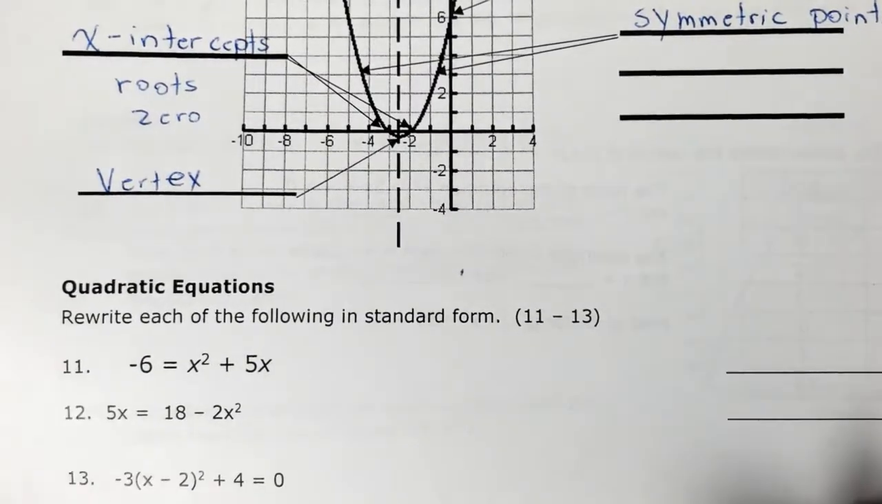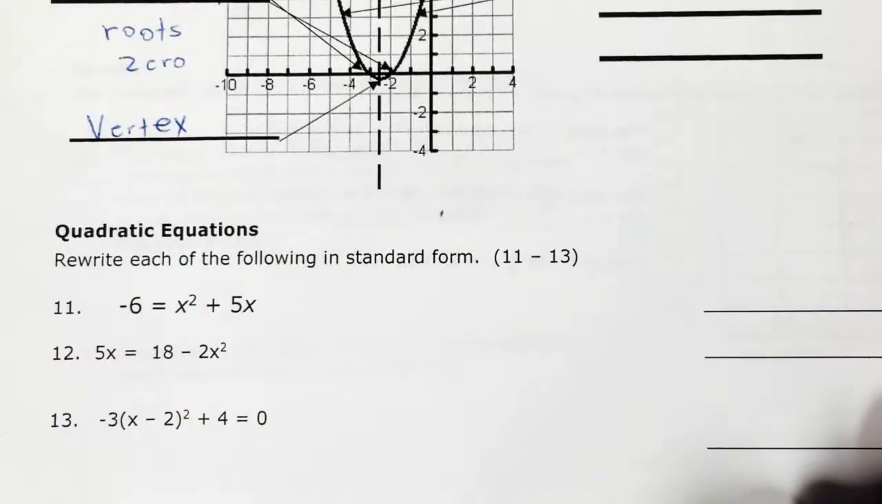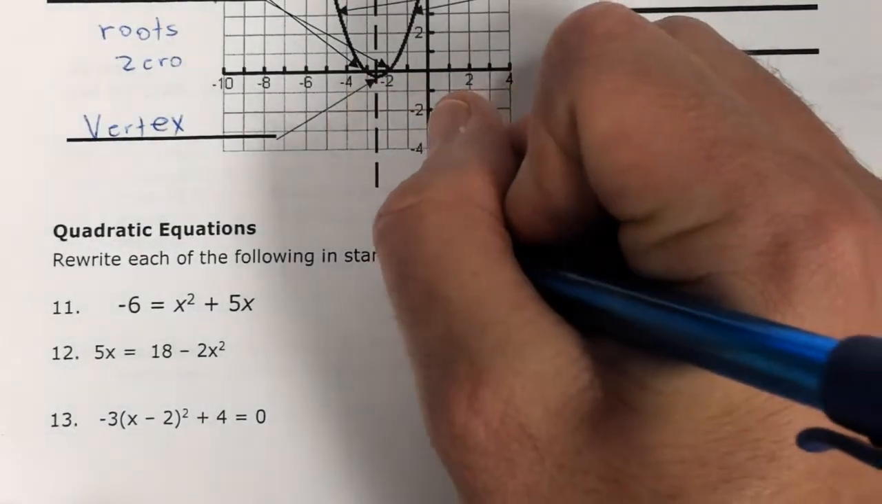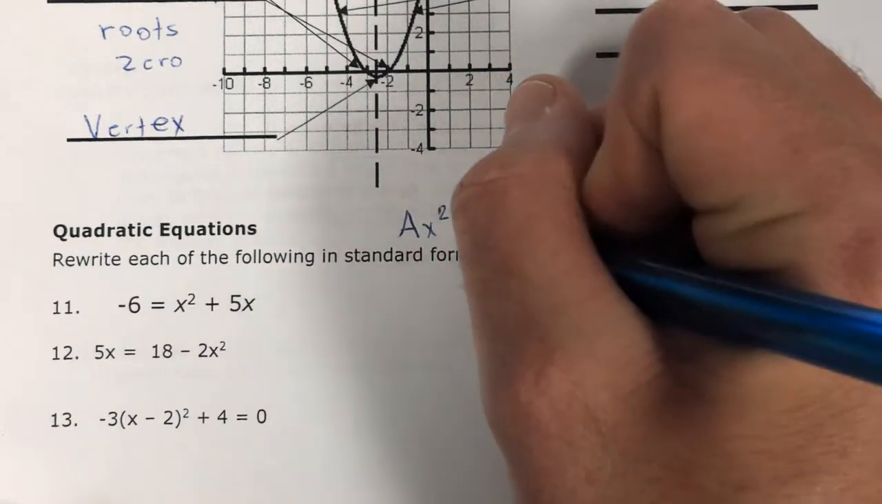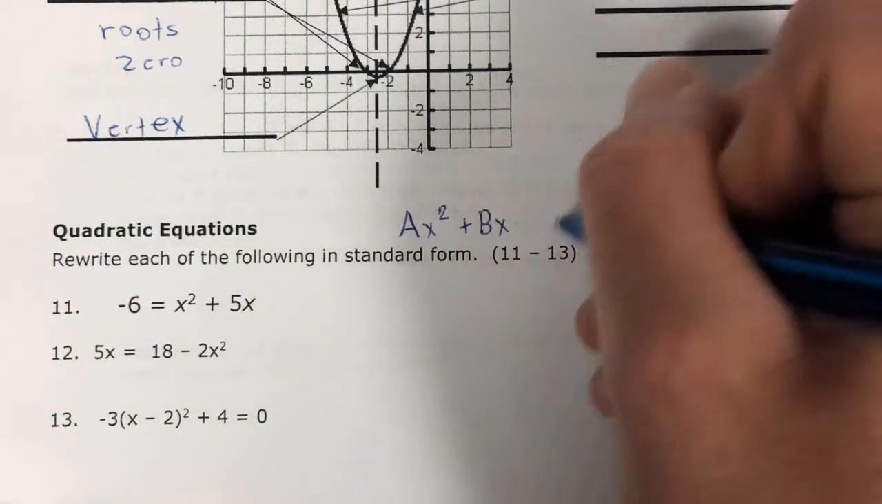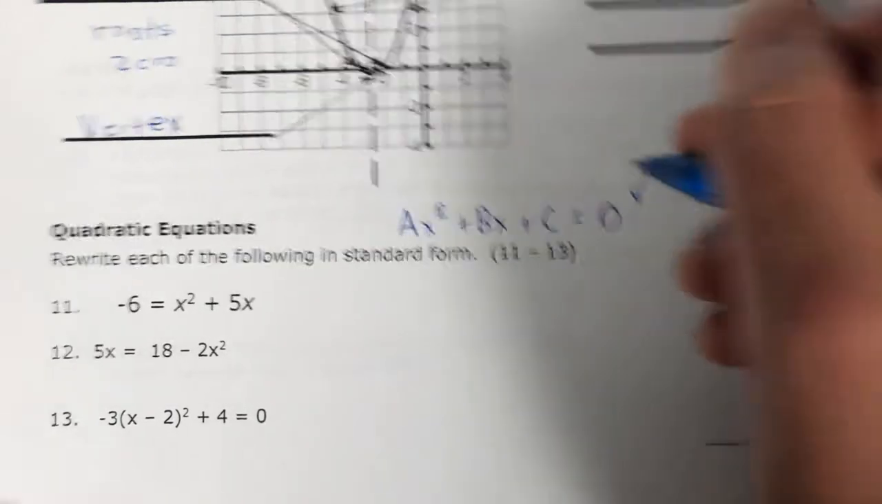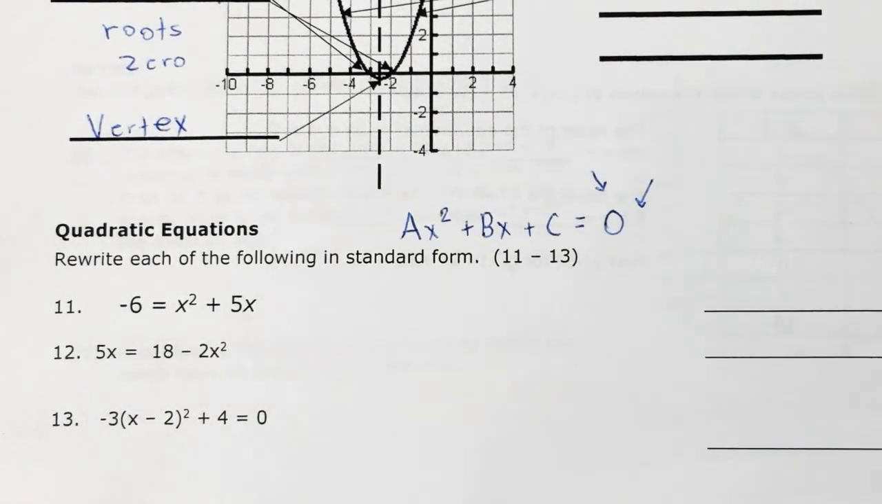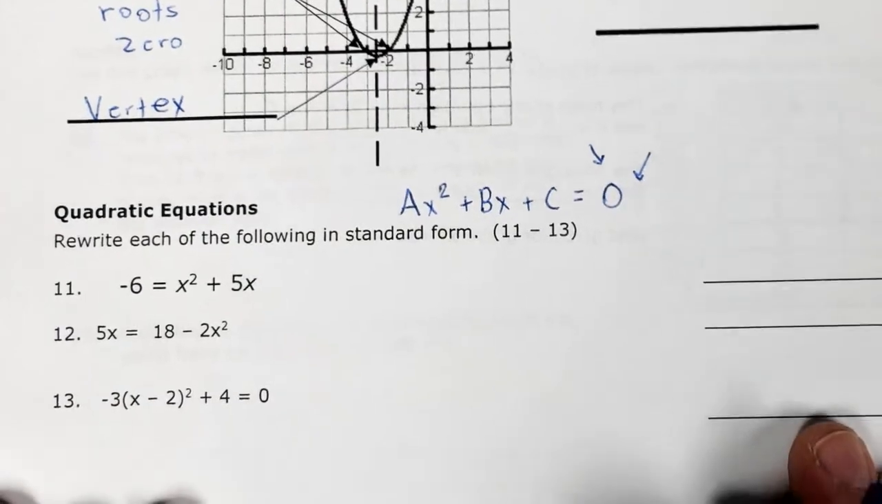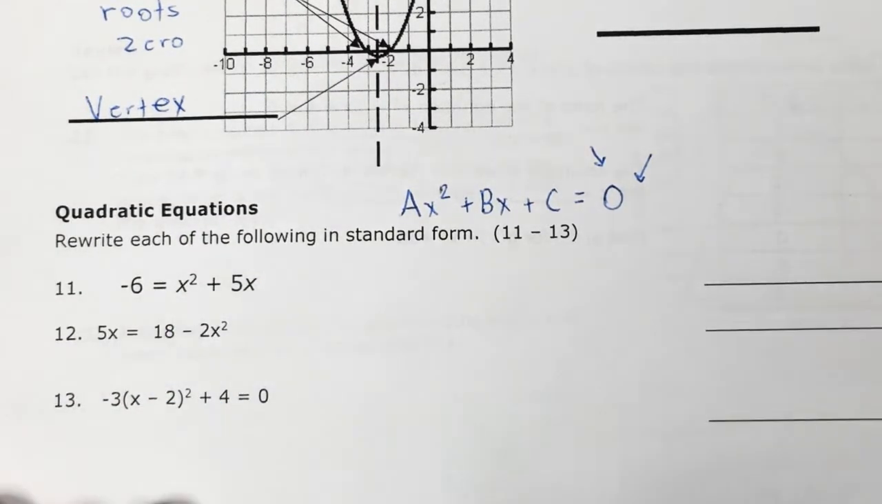Number 11 and 12 and 13. They want us to write it in standard form. Remember, standard form is ax squared plus bx plus c is equal to what? 0. It is always equal to 0 in standard form. So this equation right here, is it equal to standard form? No, it is not.